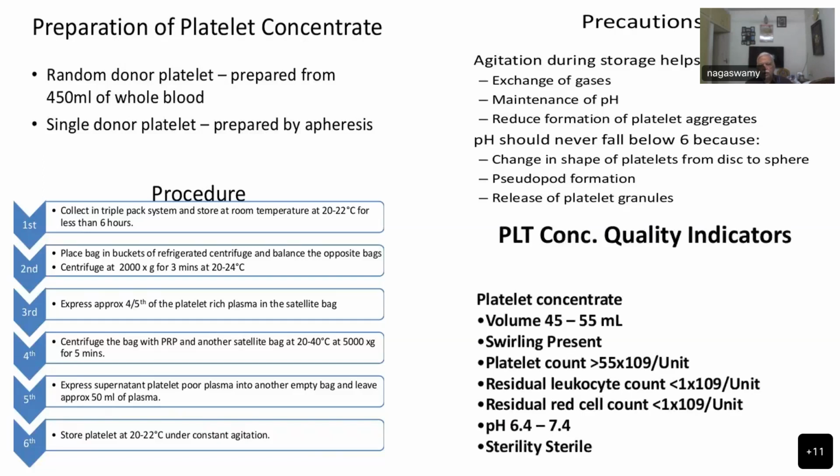What are the quality indicators of platelet? The volume of the bag is only about 45 to 55 ml, very, very small volume. And the platelet count will be more than 55 to 109 units. Residual leukocyte also should be low, and some residual red blood cells may be there, very, very small quantity. It should be very low, and again pH is the same as your RBC concentrate, and sterility should be ensured.